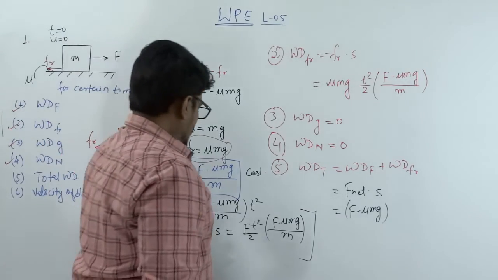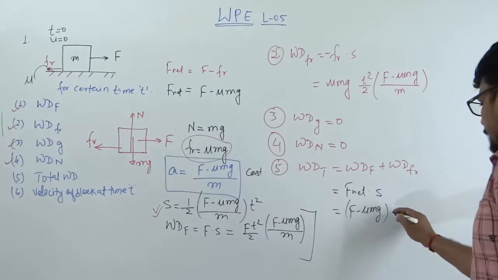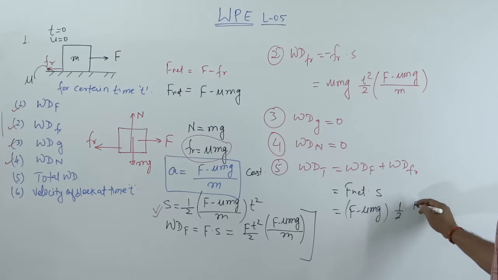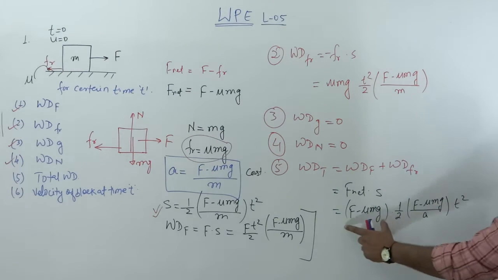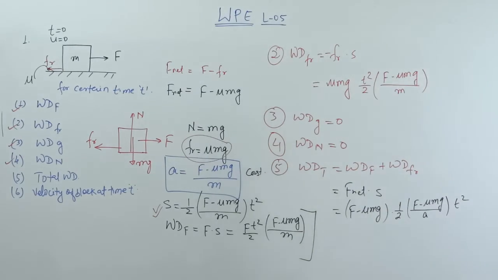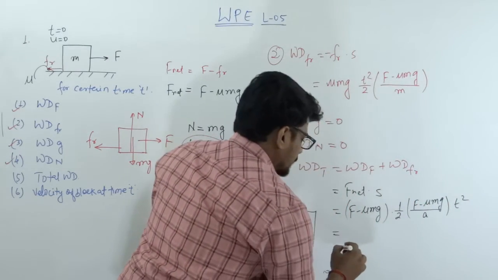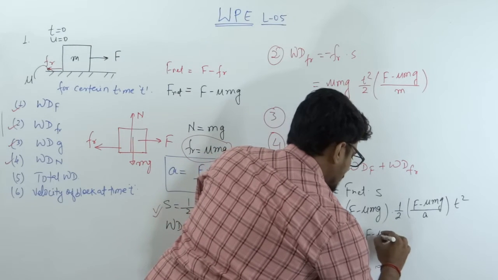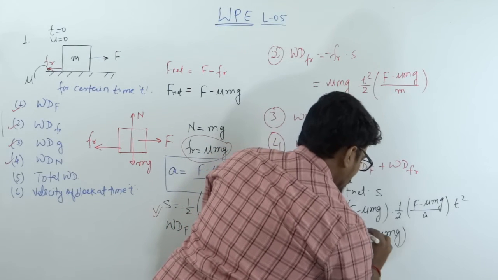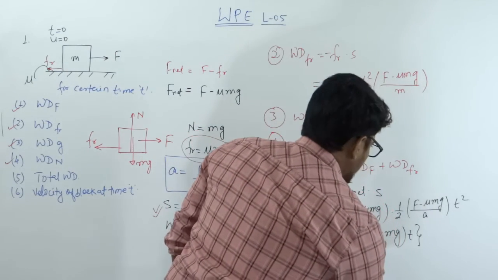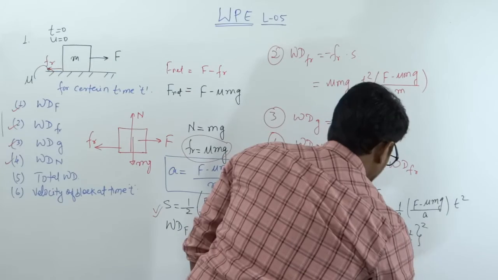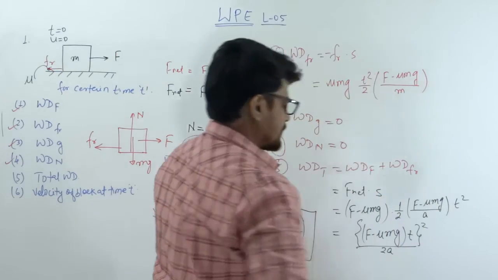यहाँ से पुट कर देते हैं ना, so if I use that I should be having 1 upon 2 times (F minus mu mg upon m) into a t square. If you simplify a little bit, this part becomes square. तो अपने को क्या मिल जाएगा? देखो बड़ा आसान है, मुश्किल तो है नहीं. So the net work done should be how much? (F minus mu mg) whole square times t square upon 2m. कोई मुश्किल नहीं है ना.